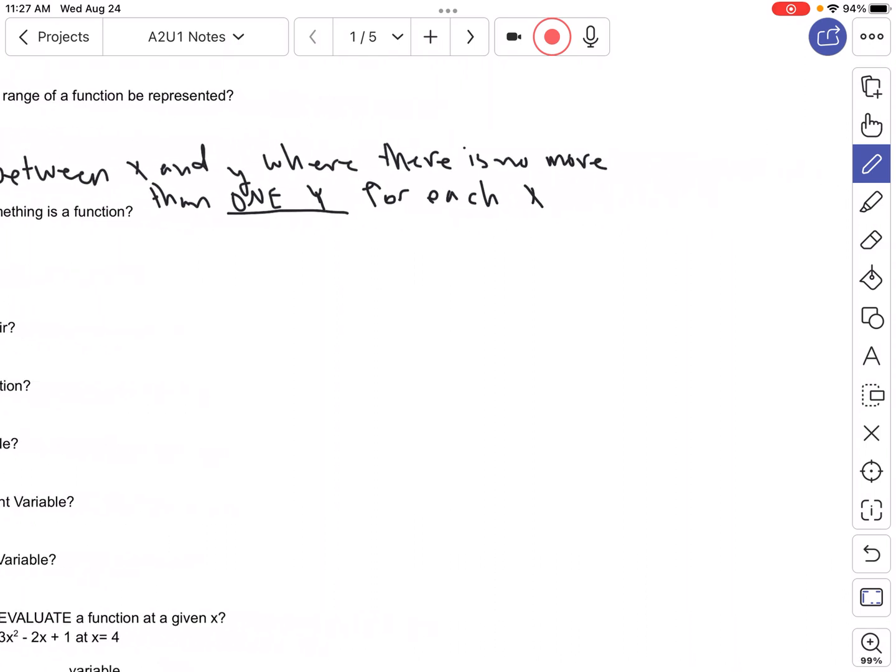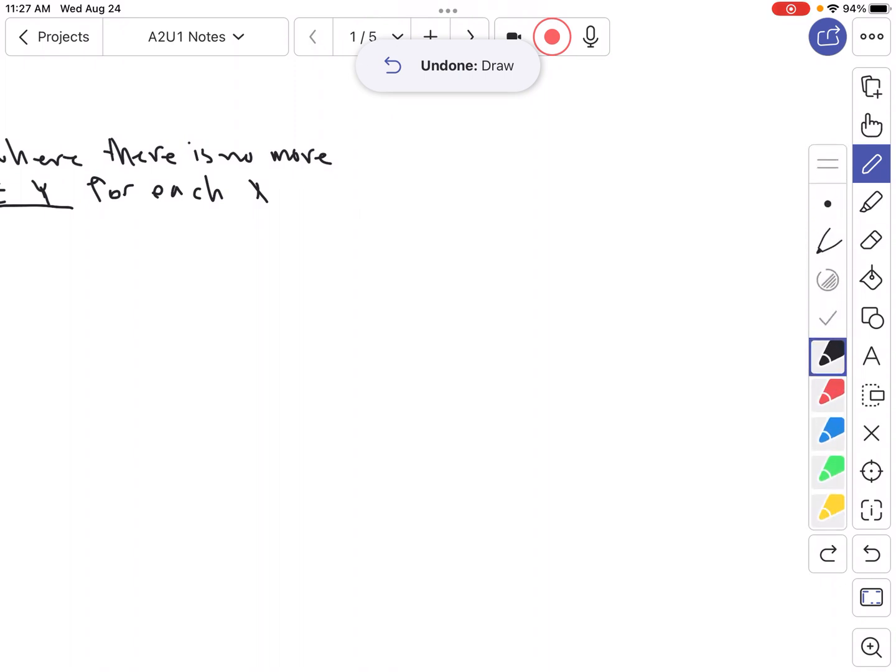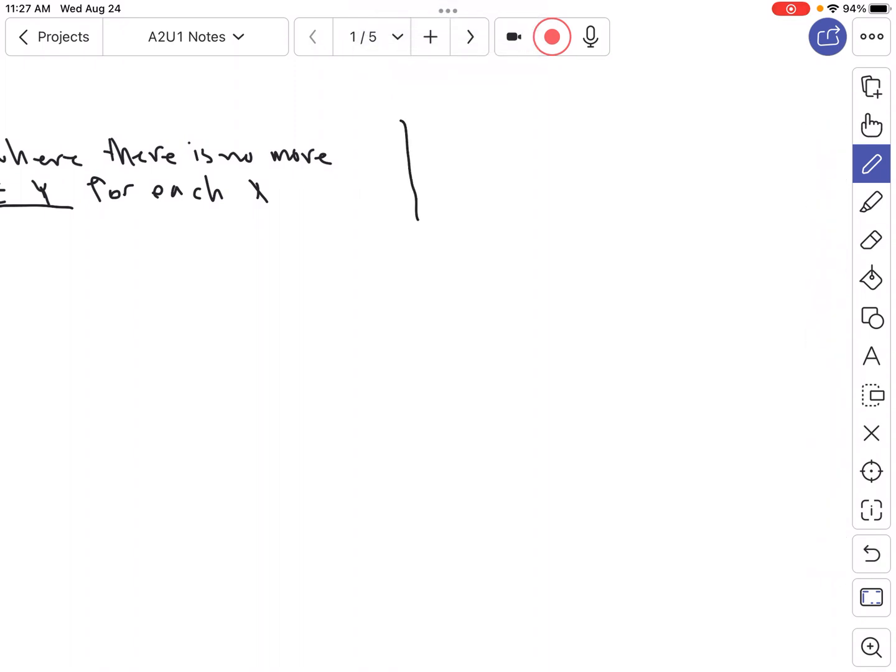So what might that look like? That might look like if I have a table of x and y, and I have 1, 2, 3, 4. Sorry, that's really messy. Then those y's can be anything. They can be 1, -2, 7, 1/2.